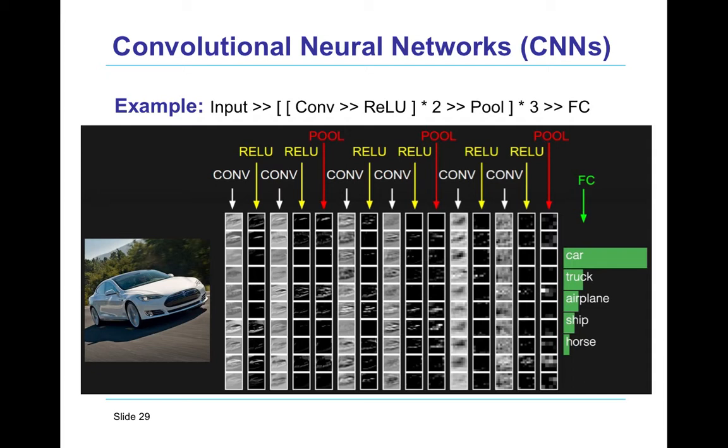So for this network, following that taxonomy, you have the input, and then the convolutional block times 2, right? You guys can see that, right? These two here, and then the pooling. And all of this is repeated 3 times.